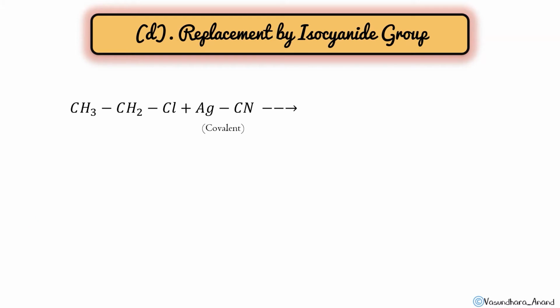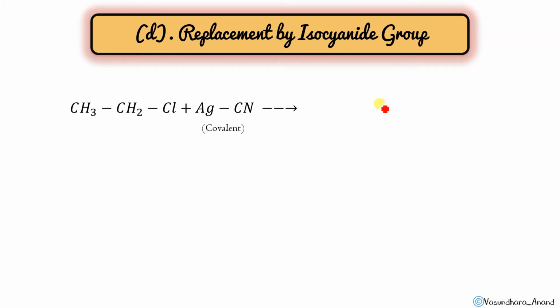Basically we have done this in our previous video. AgCN is a covalent compound, so only nitrogen is free to make the bond, and that's why it will attach through the nitrogen and give you the isocyanide product. But KCN is an ionic compound, so it will split into K plus and CN minus. Out of that, carbon and nitrogen both are present for forming the bond. So the C-C bond will be more stable than the C-N bond, isn't it?